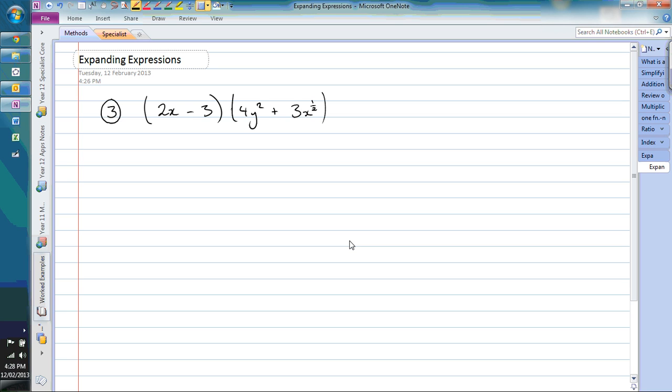The next expansion involves two binomial expressions. And a binomial expression is an expression where we have two, that's what the bi means, two numbers or two terms. Okay, so in each set of brackets we have two terms, 2x and a minus 3, a 4y squared and a 3x to the half. So two terms, each of these brackets is a binomial.